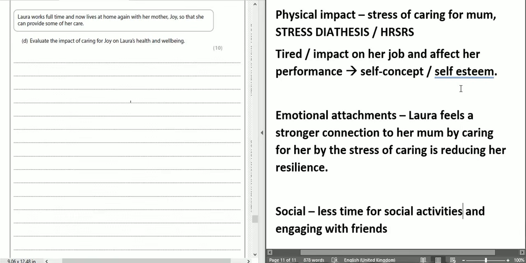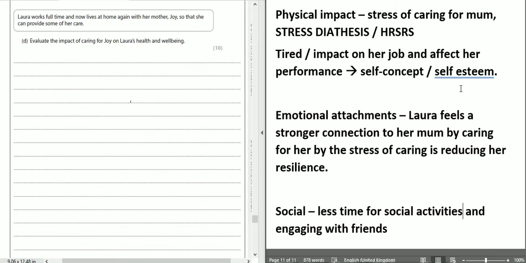So again, you could think about how providing this care could be difficult for Laura because she's losing her time. It could cause stress and anxiety. The attachment to her mum, it might help her feel good about connecting with her mum, building on their relationship. But the caring could cause stress. And then socially, you could think about the less time for social activities, and obviously less time for Laura's health and well-being. So there we have it.